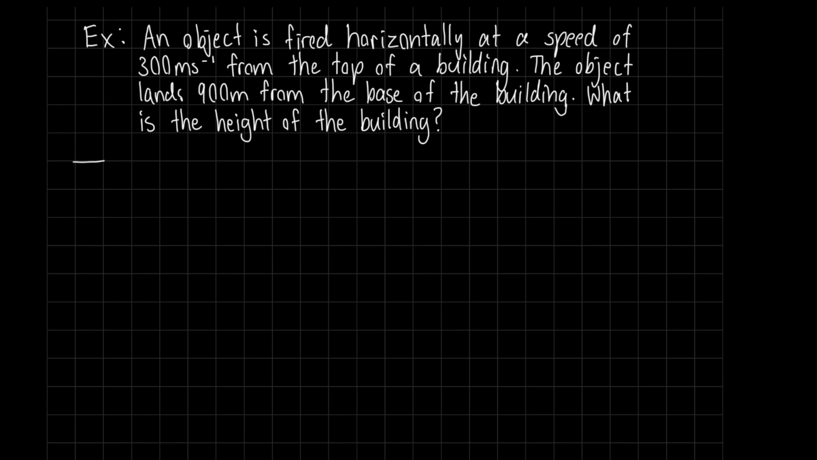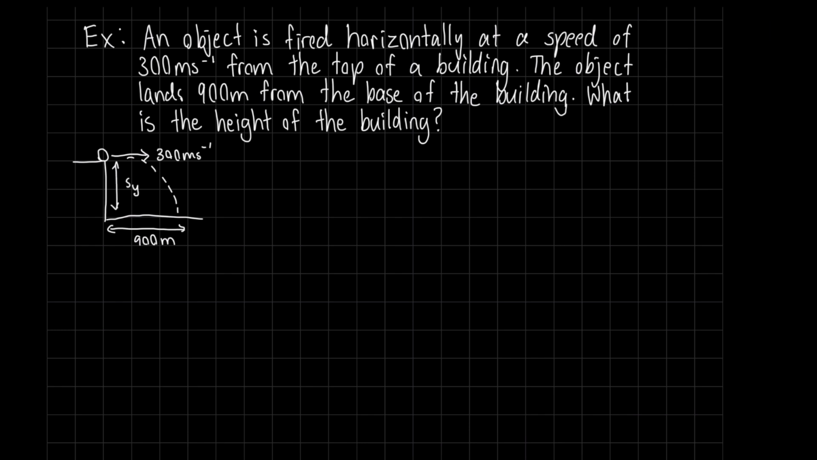So I'm just gonna draw a diagram just so we can visualize it. So we have an object and it's fired horizontally at 300 meters per second, and it keeps falling, and then it lands 900 meters from the base. And we want to know the height of the building, which I'll call SY.